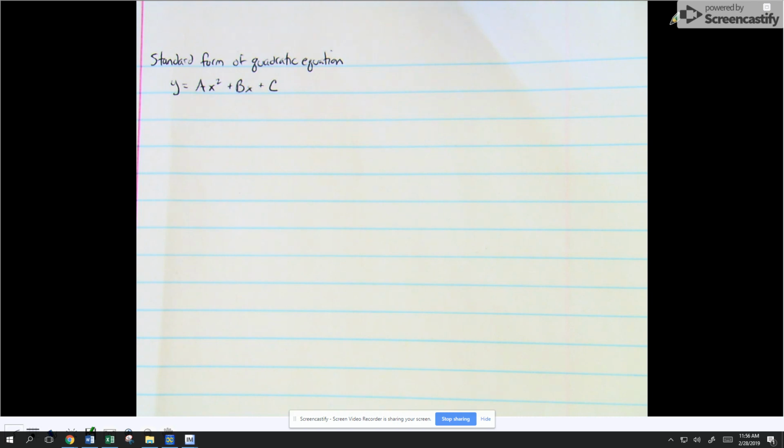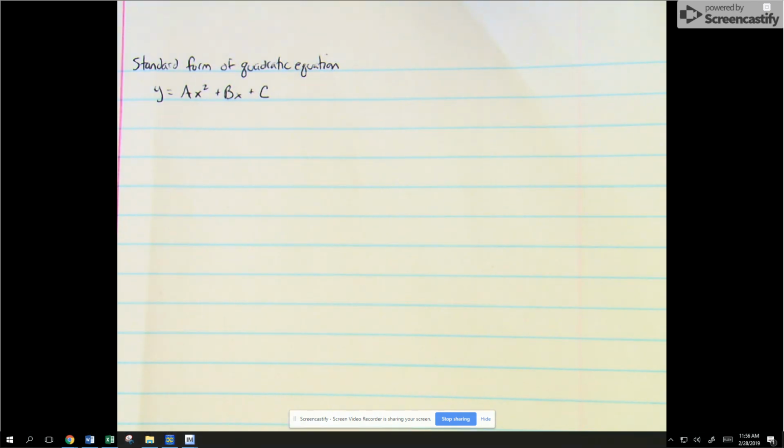All right, so step one, we're dealing with quadratic equations. So we have a form where it's y equals ax squared plus bx plus c. So it's important to write them in decreasing degrees. So x squared first, and then x, and then the constant.